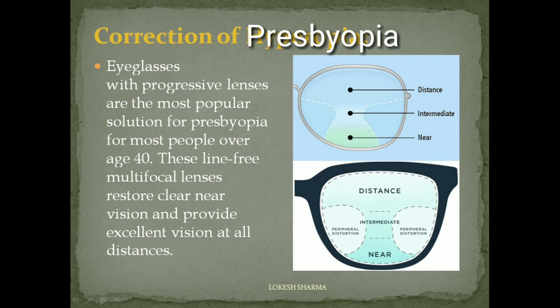Correction of presbyopia. Eyeglasses with progressive lenses are the most popular solution for presbyopia for most people over age 40. These line-free multifocal lenses restore clear vision and provide excellent vision at all distances. This is a progressive lens. This region is for distant vision, this region is for near vision, and these two regions are for peripheral distortion, and this is the intermediate region.